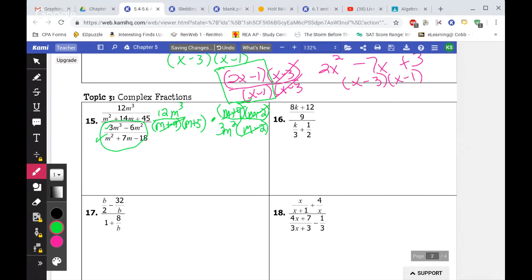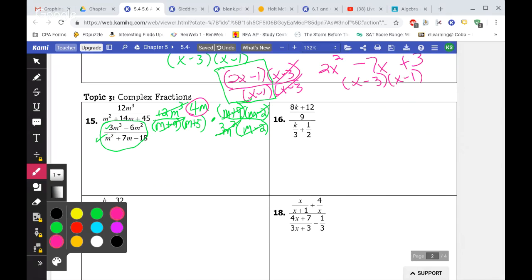So what we've got left is 12m cubed. Oh yeah, we can actually factor this. We've got a 3m squared, and that actually goes into that with 4m left over. Because 12 over 3 is 4, and m cubed over m squared is just an m. So now we've got 4m on the top and m plus 5 on the bottom left. And that's my final answer.